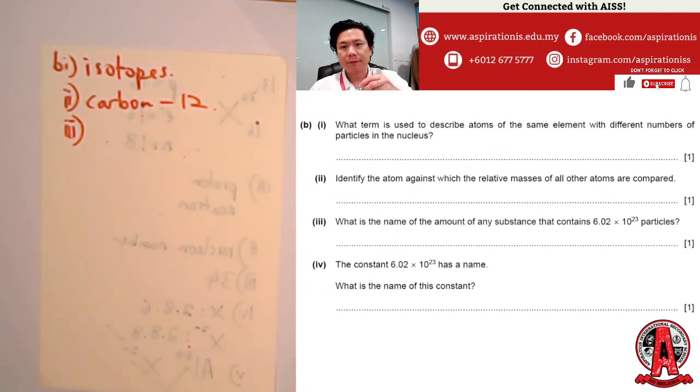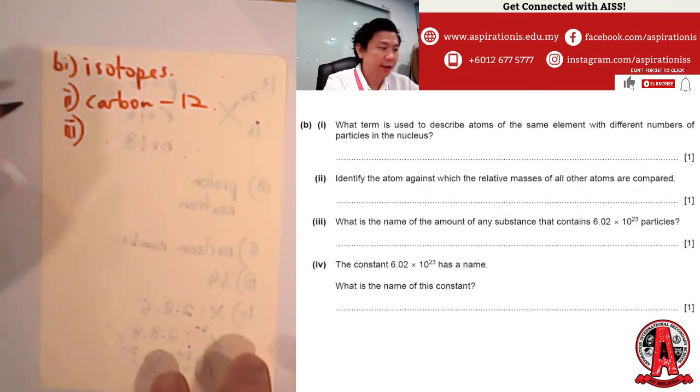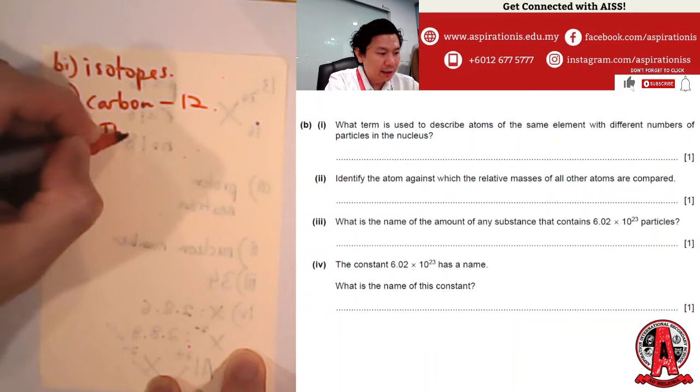What is the name of the amount of any substance containing 6.02 times 10 to the power of 23 particles? What is the name of the amount of any substance that contains this amount of particles? Very basic, right? This is the mole.